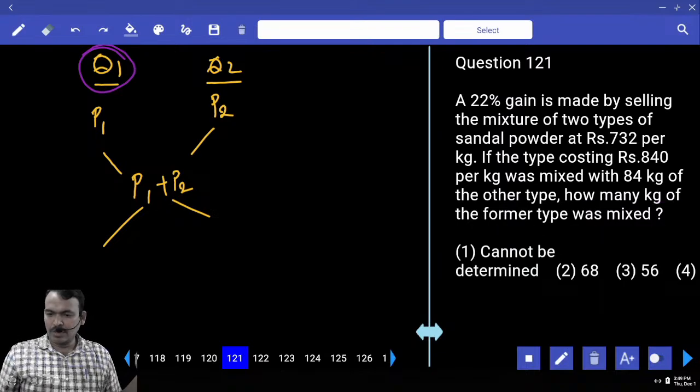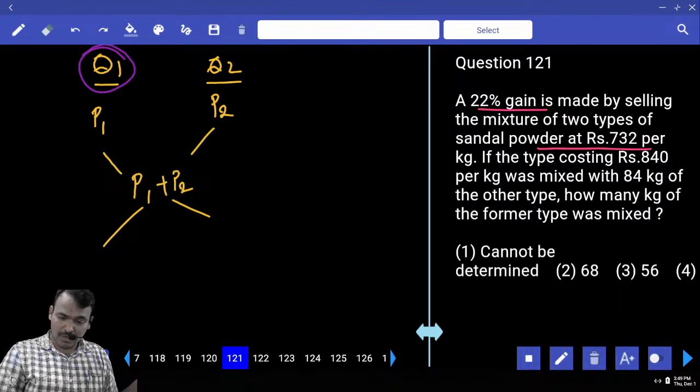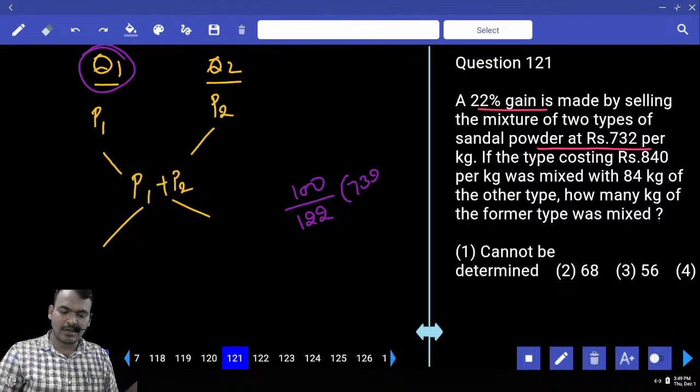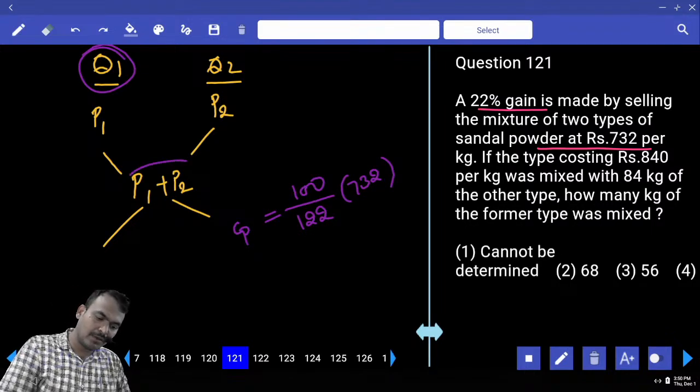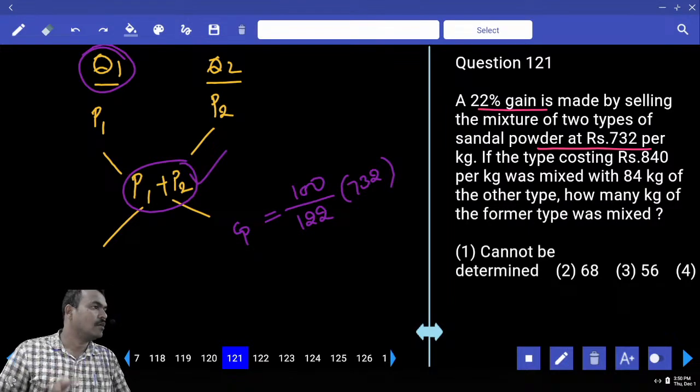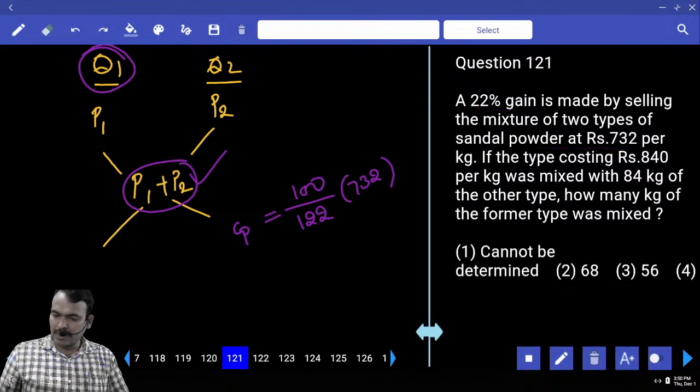22% gain means profit. It is sold at how many rupees? 732 rupees per kg. 22% profit means cost price of the mixture is 100%, selling price of the mixture is 122%. That is equal to 732. Then we get the cost price of the mixture. Means P1 plus P2 are given. Next, what is the next one?